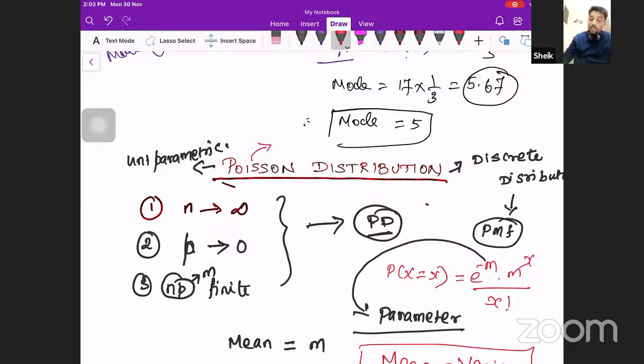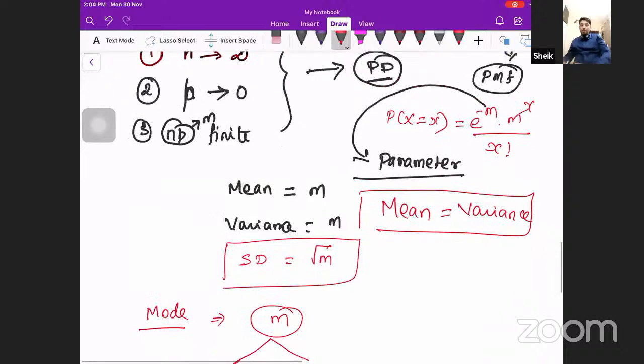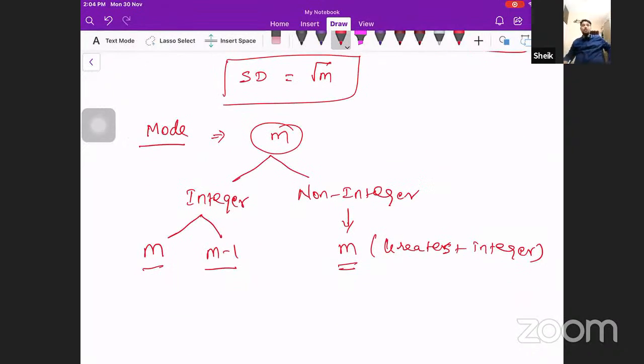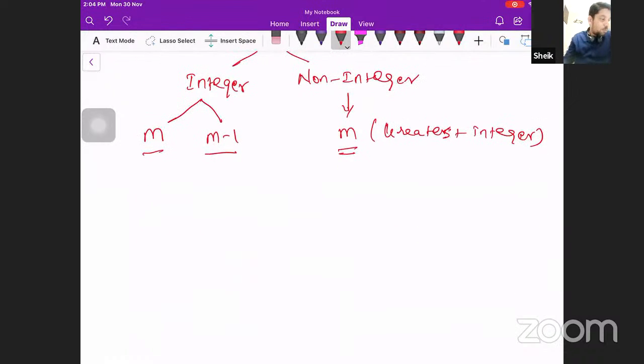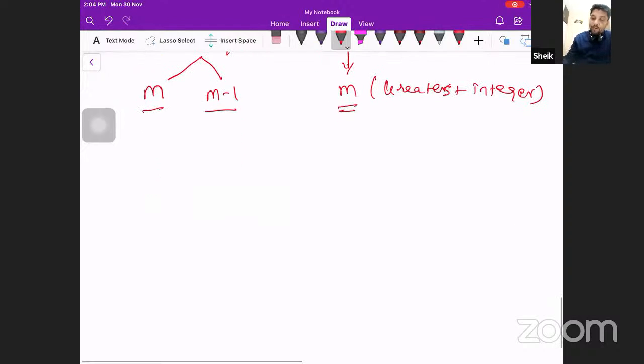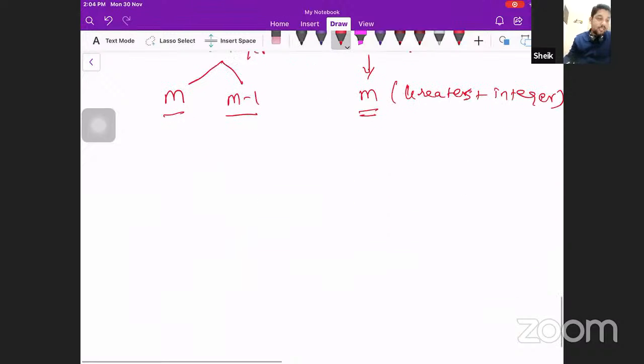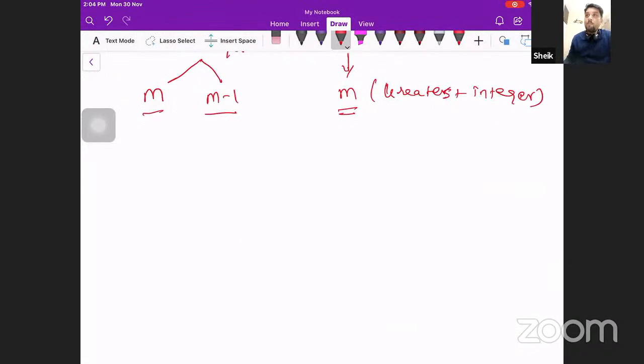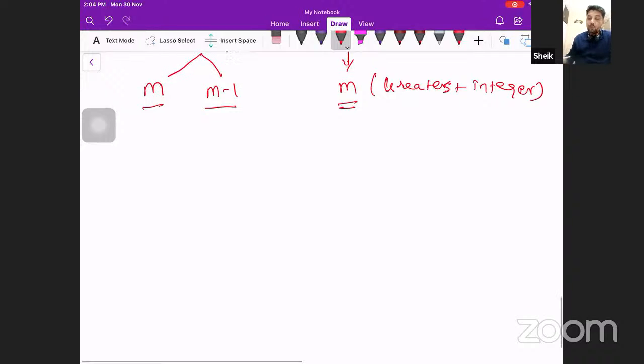Therefore, like the binomial distribution, the Poisson distribution is also unimodal or bimodal. When will it be bimodal? When M is an integer, we get M and M minus 1. That is bimodal. When it is non-integer, we have unimodal, with M as the greatest integer. This is what we call mode. At least this much you need to learn as far as the Poisson distribution is concerned.